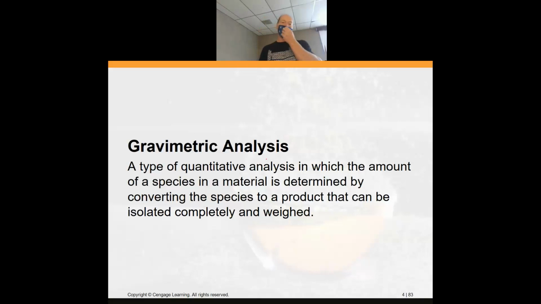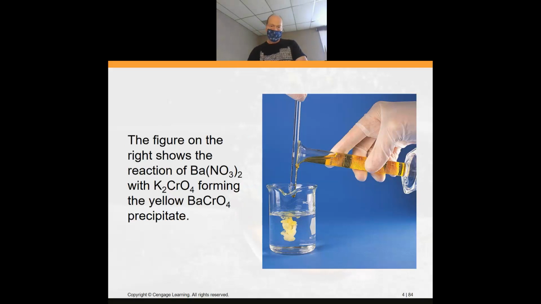Gravimetric analysis. In order to do this, we're going to run a reaction that gives a precipitate, and then we're going to measure the mass of that precipitate. So here is a precipitation reaction. You have barium nitrate with potassium chromate. All nitrates are soluble. All potassium salts are soluble. So both of these are soluble.